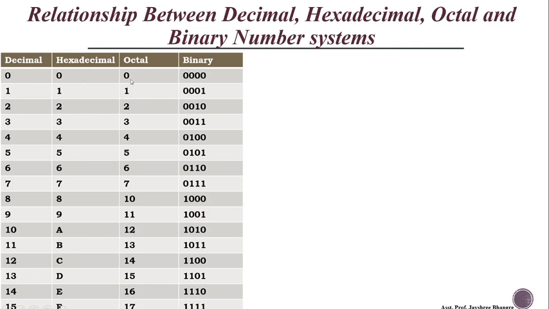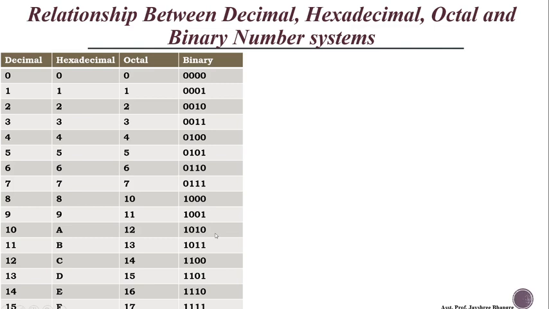So 0 in decimal, hexadecimal or octal can be represented as 0, 0, 0, 0 in binary. Then 1 is 0, 0, 0, 1. 2 is 0, 0, 1, 0. 3 is 0, 0, 1, 1. 4 is 0, 1, 0, 0. 5 is 0, 1, 0, 1. 6 is 0, 1, 1, 0. 7 is 0, 1, 1, 1. 8 is 1, 0, 0, 0. Then 9 is 1, 0, 0, 1.